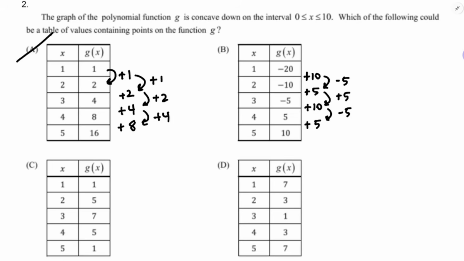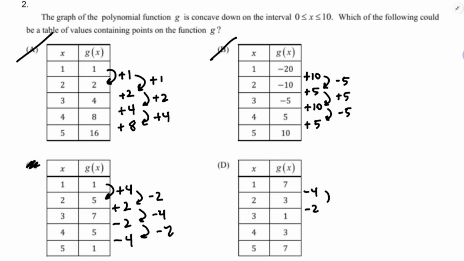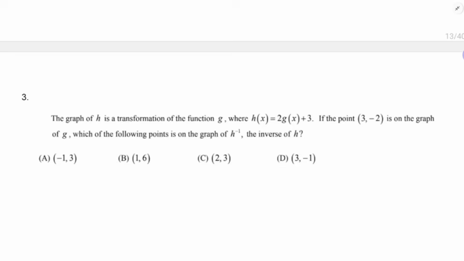Alright, so then g of x. Looking up here, 1 to 5, that's plus 4, plus 2, minus 2, minus 4. This feels right. I'm decreasing by 2, decreasing by 4, decreasing by 2. All three are negative numbers. Yeah, I feel good about that. Okay, what's happening here? Negative 4, negative 2. Yeah, that's increasing by 2. So that's not necessarily going to be concave down. Alright, there we go. That's number 2.